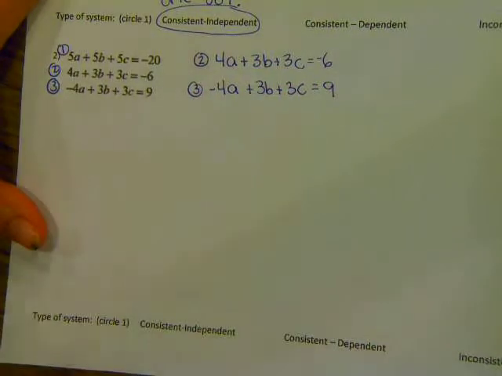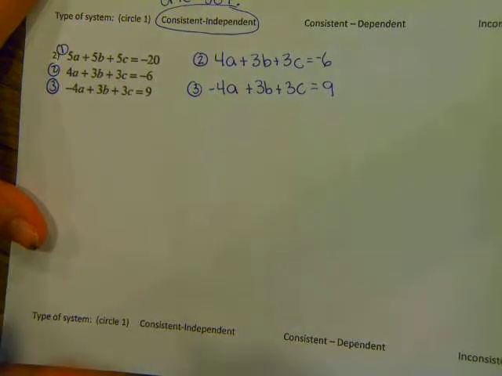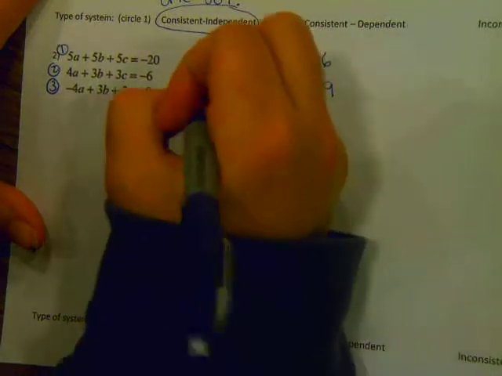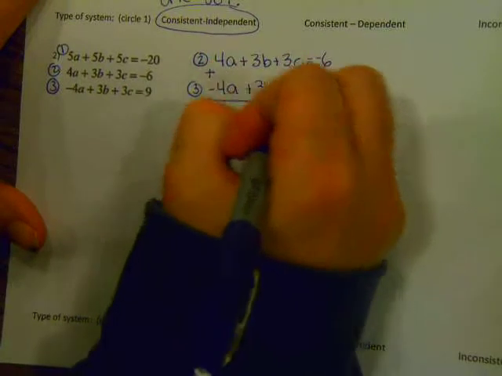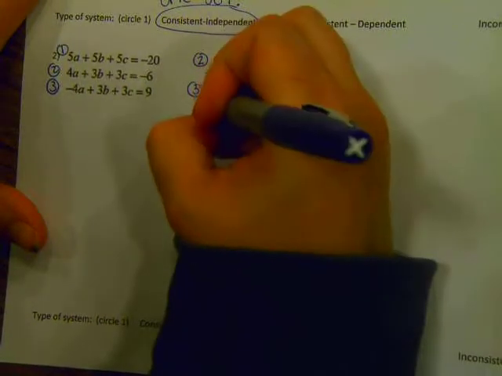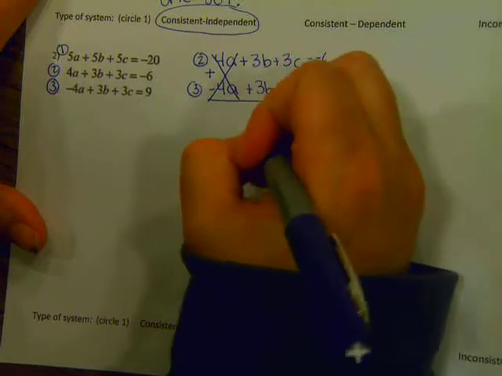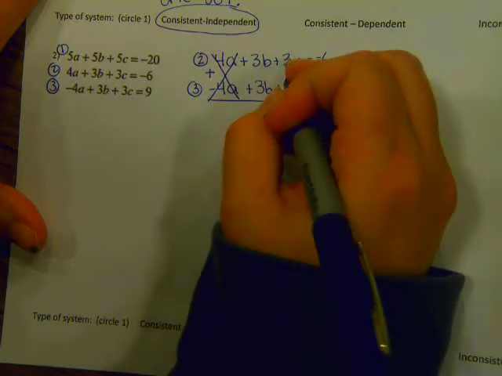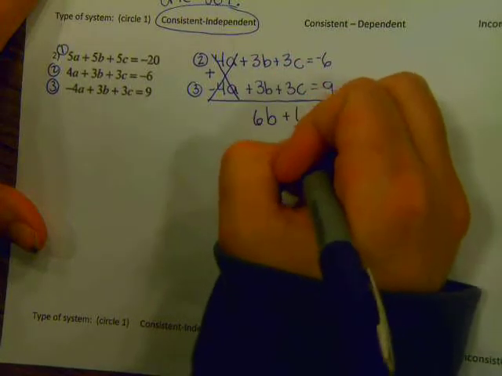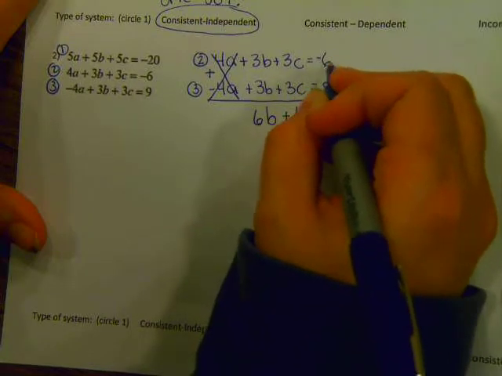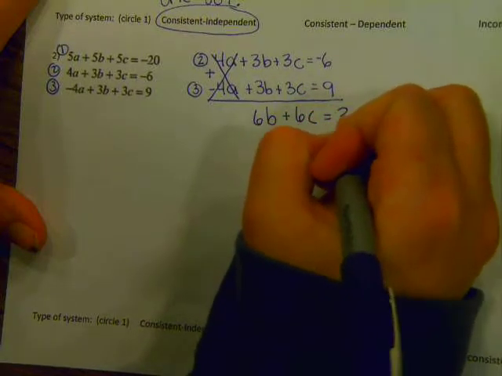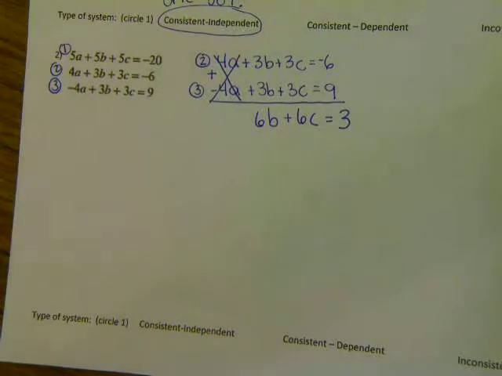Now again, to eliminate that A, since they're already opposite numbers, that's your goal, we're going to add them together, just like we've been doing. That'll cancel out the A. 3 plus 3 is 6. So 6C. And negative 6 plus 9 equals 3. Okay, so that's 2 letters.